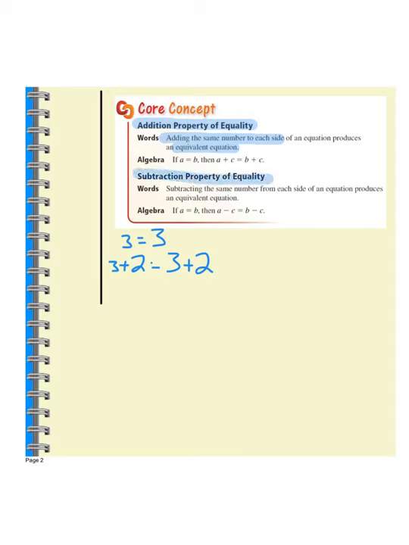All right, same idea with subtraction. The subtraction property of equality says that subtracting the same number from each side produces an equivalent equation. Just like the last example, if I have 3 equals 3, if I'm going to subtract 1 from one side, I have to subtract 1 from the other side as well to keep it equal.